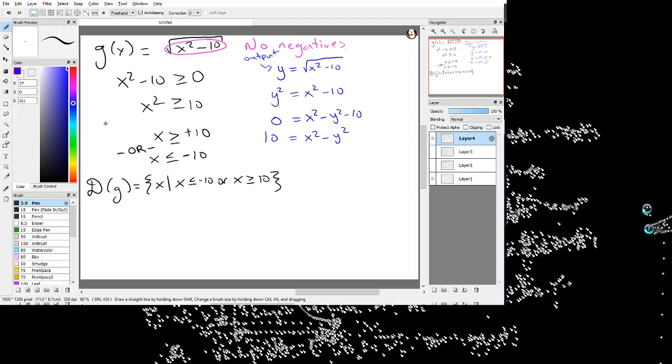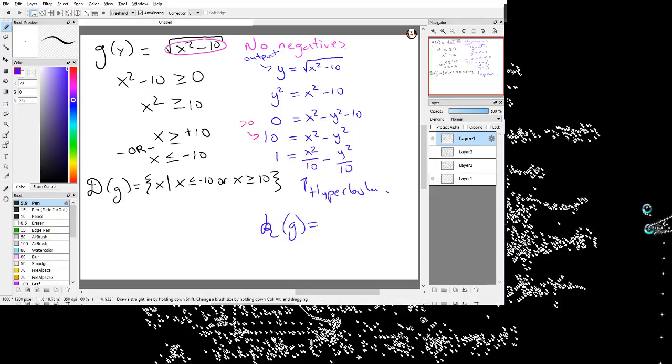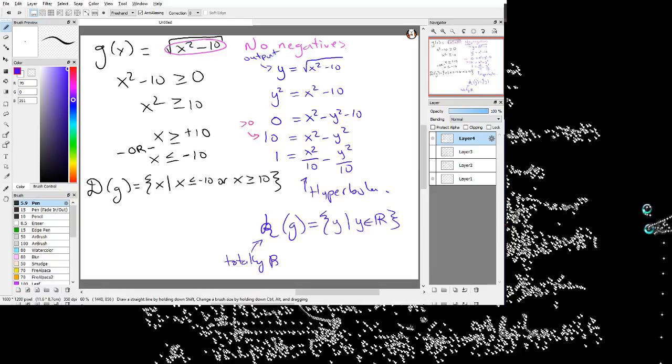Because then over here, this is greater than 0. So then we just go ahead and we divide, and we'll get 1 is equal to x squared over 10 minus y squared over 10. Hyperbola. So what does that mean for our range? If we've got a hyperbola, range of g is equal to, it's totally R, the set of all, sure, we'll use y such that y is in R, just all real numbers, I guess.